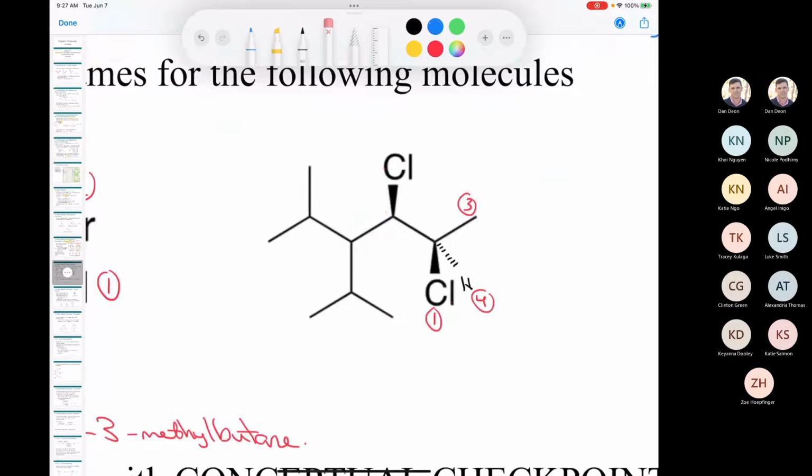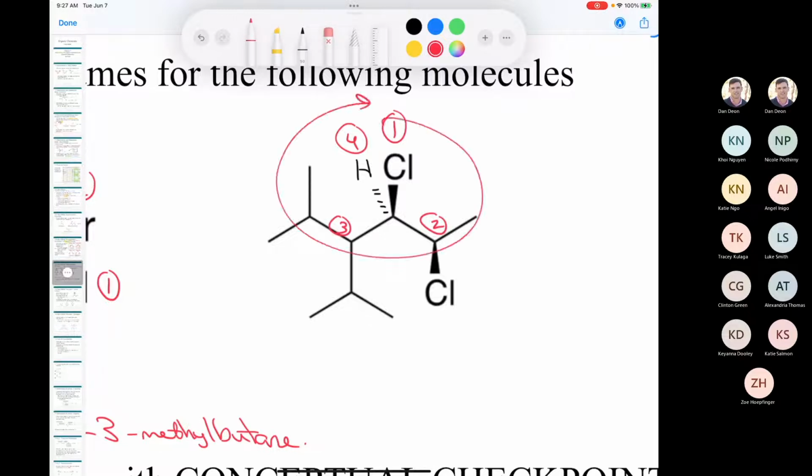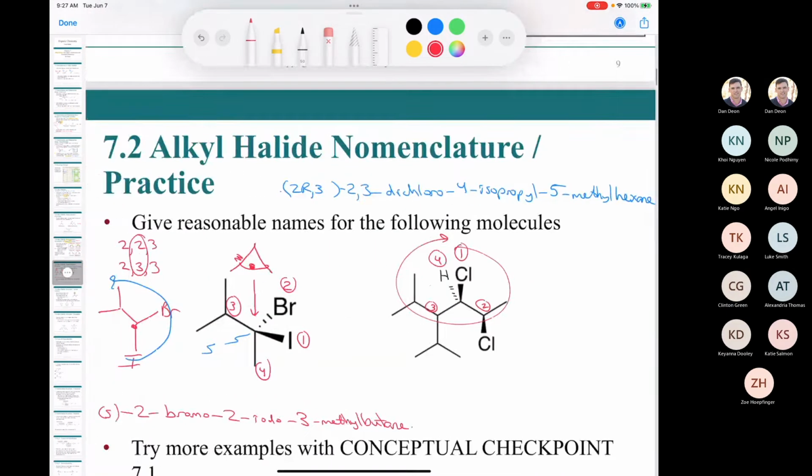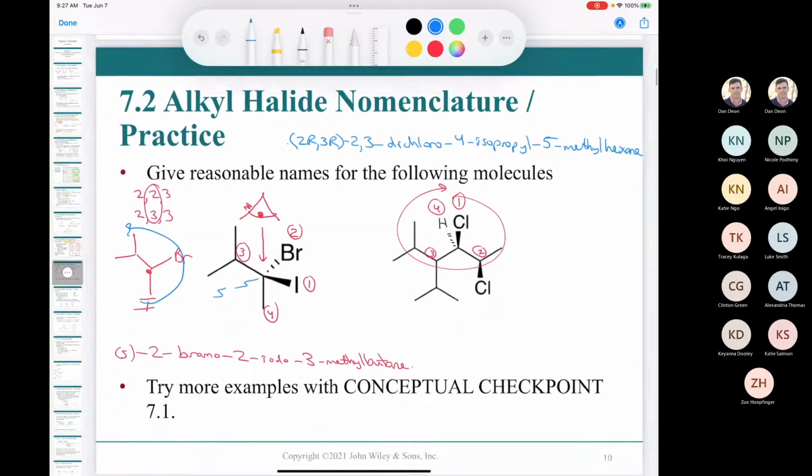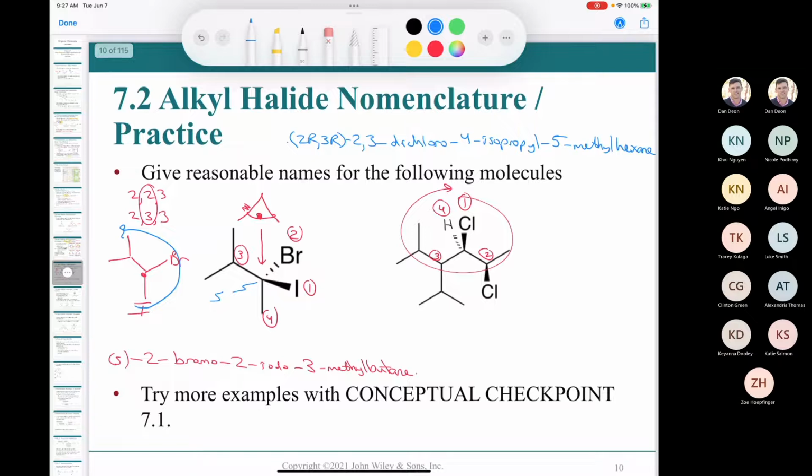I'm going to erase all this. We'll put this hydrogen going in the back. We've got the chlorine is 1. The hydrogen is 4. This is going to be 2. This will be 3. So we're going from 1 to 2 to 3. This is also R. So we've got 2R and 3R. So let's put that in here. 2R, 3R, 2,3-dichloro, 4-isopropyl, 5-methylhexane. Is that a lot or what? That's a mouthful, that one. And that's a lot of work to name something that's just a simple compound.